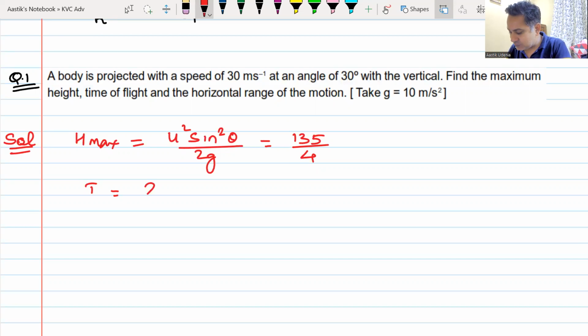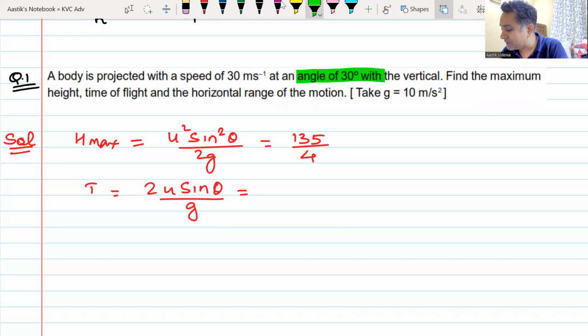Time of flight is 2u sine theta by g. If I put the value, 2 is 2, u is 30, sine theta is sine of 30. No, not 30. The angle is with the vertical. Remember, 30 degrees is the angle with the vertical. I have to take the angle with the horizontal. That is the main point of this question. So the value of the angle is 60 degrees. Do we understand this? Yes or no? That was the only thing that you had to remember in this.